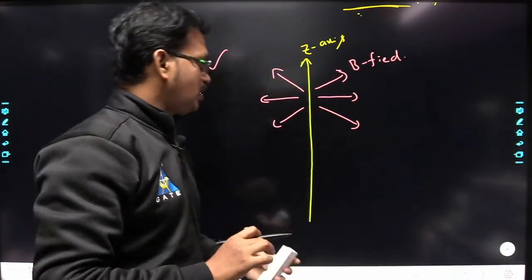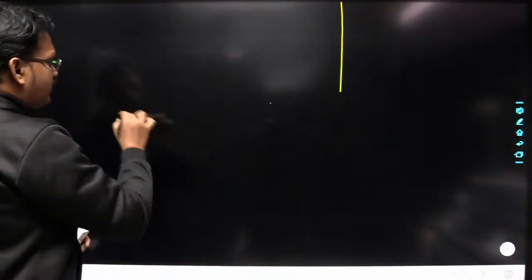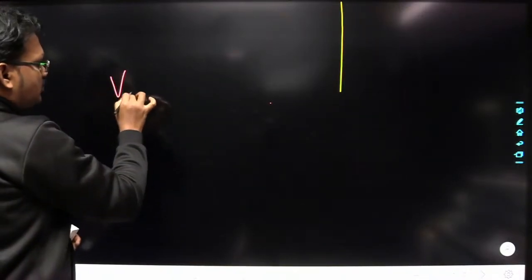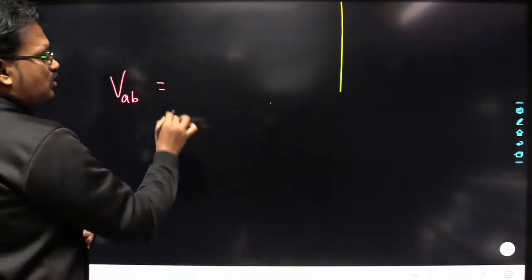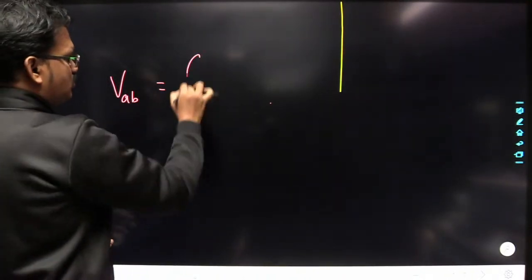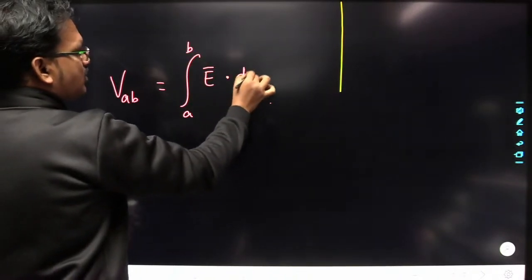So that means, in order to determine the potential difference between A and B, that is equal to what? Just now I have explained here. That is equal to integral A to B E bar dot dl bar.